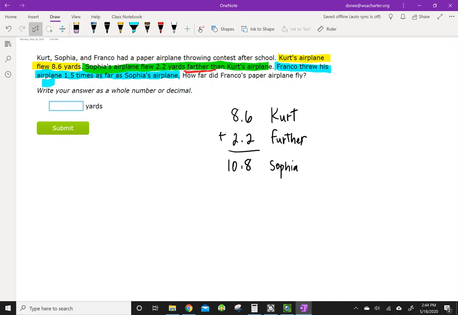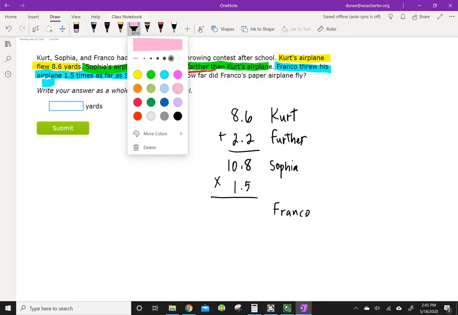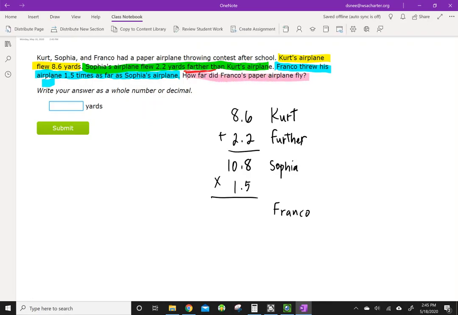1.5 times 1.5. And that should give us the distance that Franco's airplane flew. Now the question is asking us, how far did Franco's paper airplane fly?